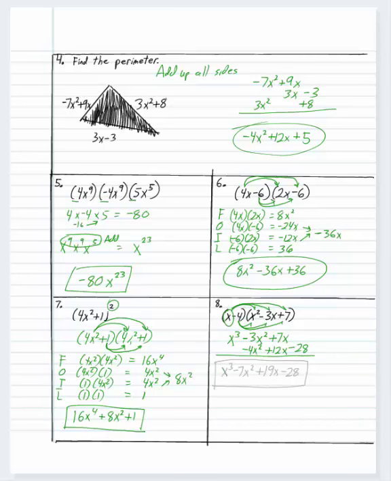So altogether we're going to have x cubed. Negative 3 minus 4 is negative 7x squared. 7 plus 12 is 19x. And then minus 28.